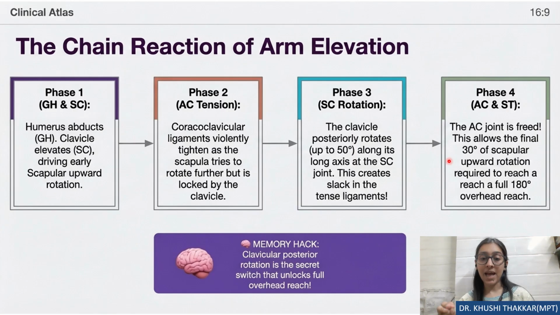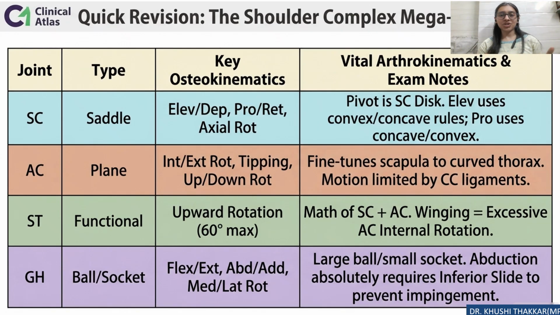So remember the memory hack. Clavicular posterior rotation is the secret switch that unlocks the full overhead reach. This is very important for your CET. Just note this down or maybe screenshot this slide. So the clavicular posterior rotation is the switch to unlock the full overhead reach. And this happens post 90 degrees. Remember this. So at 90 degrees of abduction or flexion, post that clavicular posterior rotation happens, and this allows the further range of motion. Now this is a quick revision. Just screenshot this slide, which will help you for your clinical decision making and getting your MCQs right.